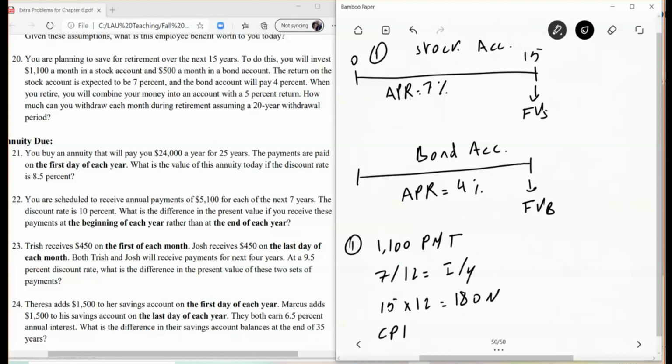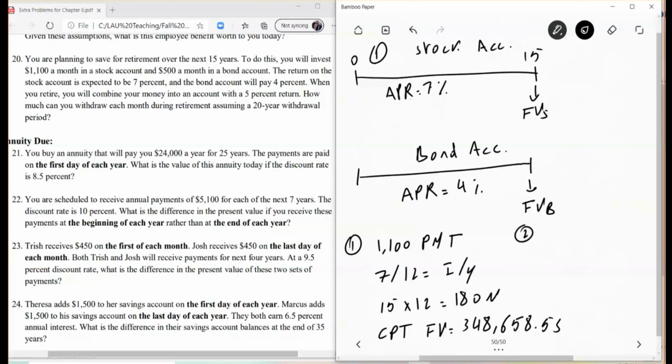And then I compute FV. The future value of the first account is $348,658.53. Now I move to the second account.